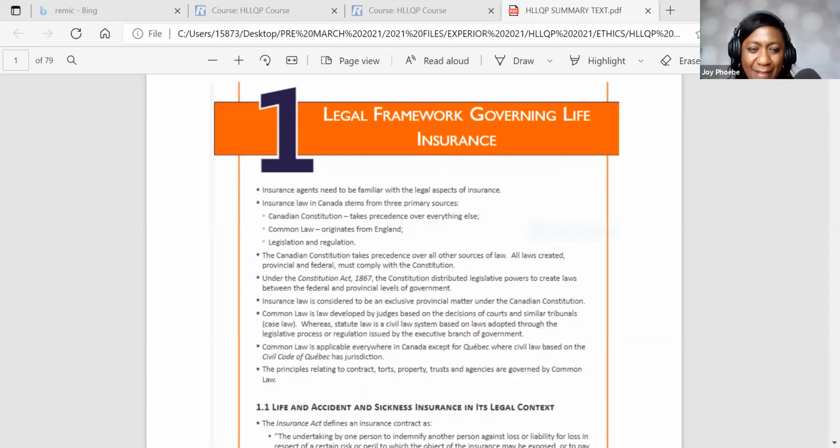Assignment of policy. A policyholder has the right to assign or transfer their policy. When you are the owner of your policy, you can assign or transfer your policy to another person. There are two types of assignment: absolute assignment and collateral assignment.